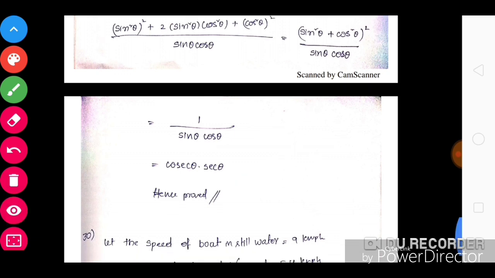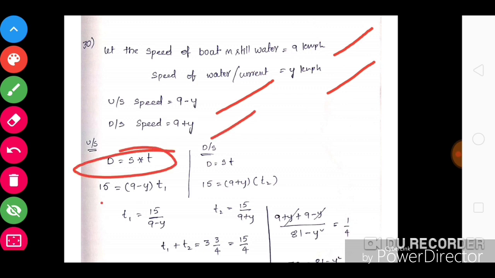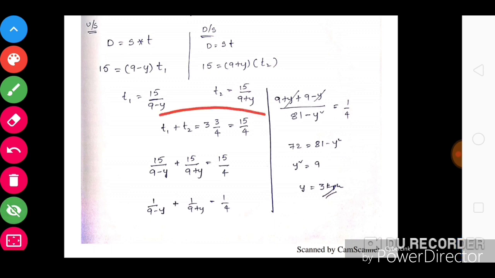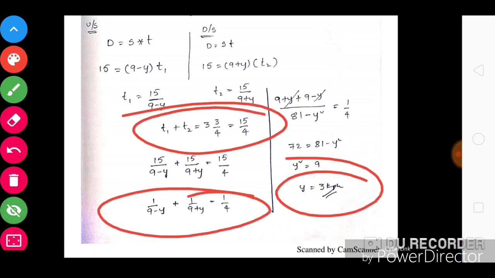And the last problem will be the speed of the boat. The speed of boat in still water will be 9, speed of water is y, upstream speed will be 9 minus y, downstream speed will be 9 plus y. So using distance equals speed into time, distance is 15, speed is 9 minus y, so t1 will be 15 by 9 minus y, similarly t2 will be 15 by 9 plus y. So the total time taken is 15 by 4, so t1 plus t2 is 15 by 4. We will substitute and we will get y as 3 km per hour.